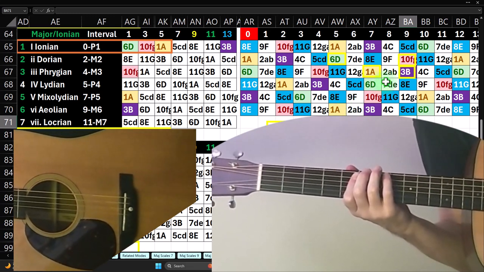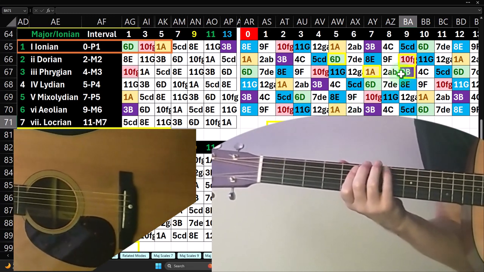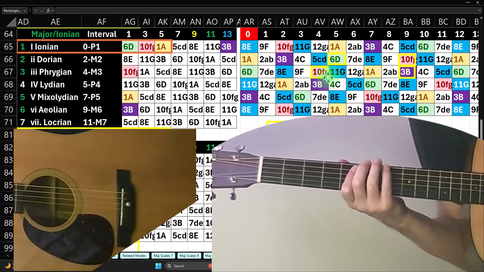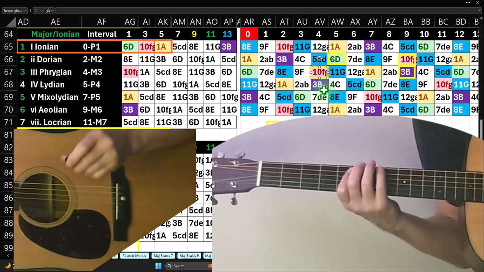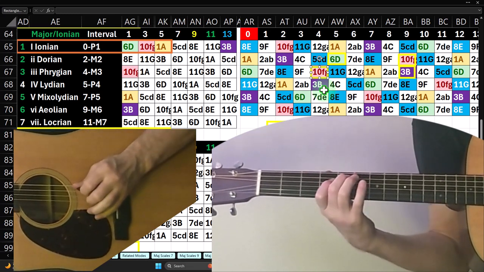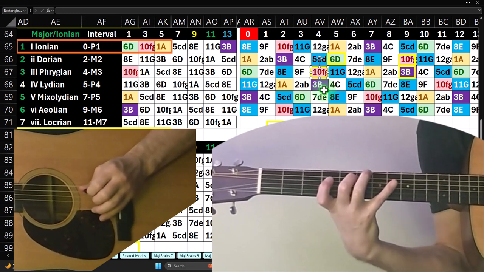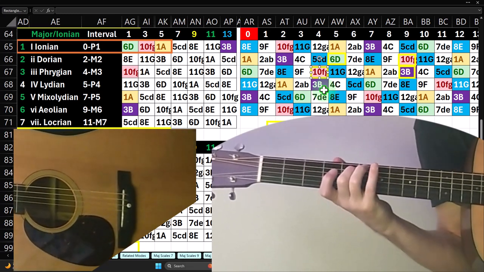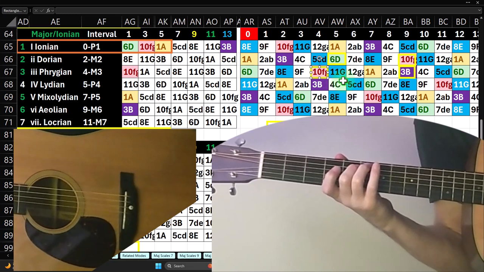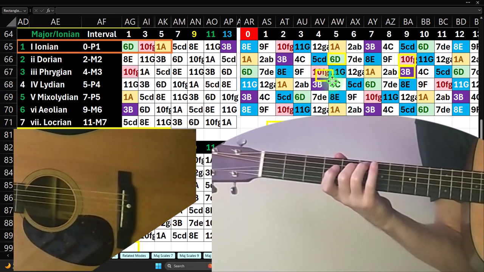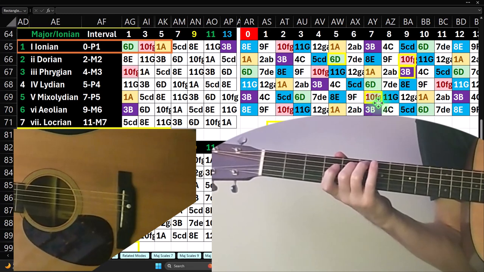Okay, you're working on intervals, dang it. This is not a jam session. This is not, for crying out loud, get your head in the game. All right, let's move on. Get your head in the game.